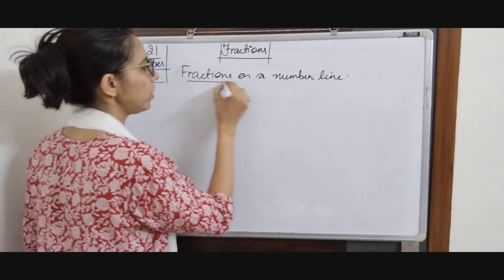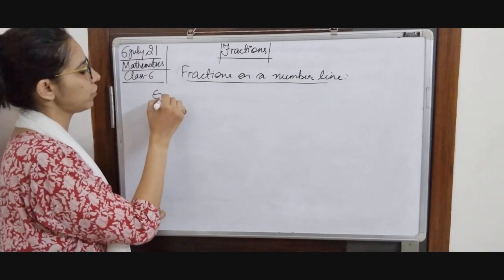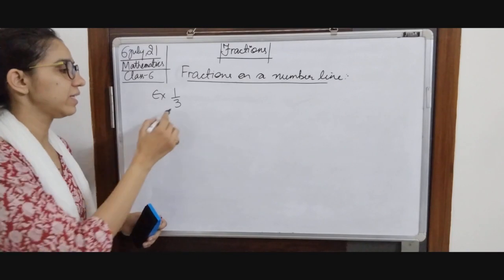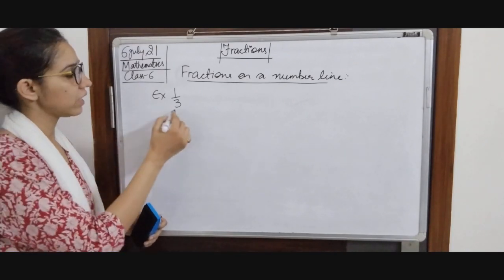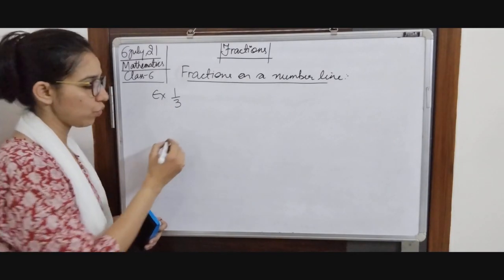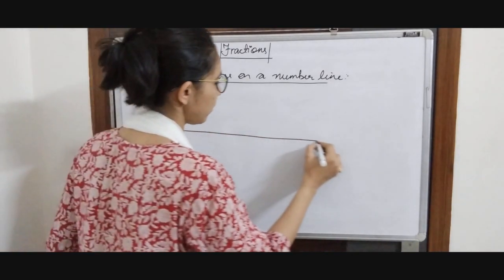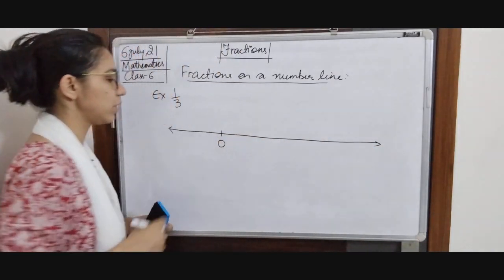Suppose we want to represent the fraction 1 by 3. You see that this fraction is greater than 0 and less than 1, that we know. It means this fraction should lie somewhere between 0 and 1, that is clear to us, okay? Between 0 and 1, this is 0.